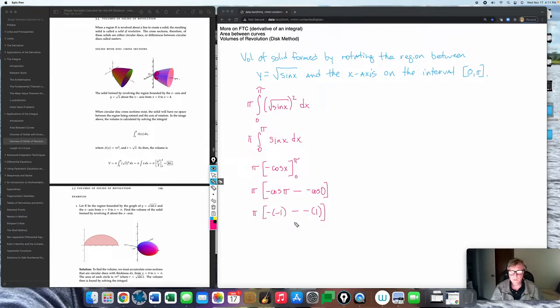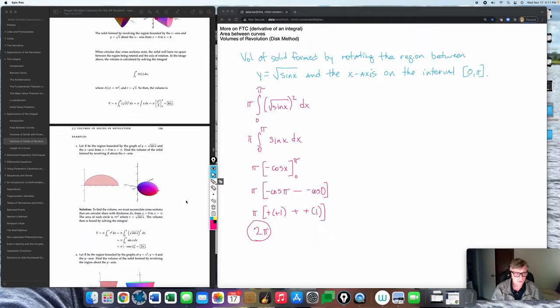Wow, holy negative signs, Batman. That's okay. Keep change, change. Keep change, change. So I do believe 1 plus 1 is 2. So the answer to this is 2 pi. Isn't that neat? So the volume of this football is 2 pi cubic units. Let's see if I can scroll down, and there it is.